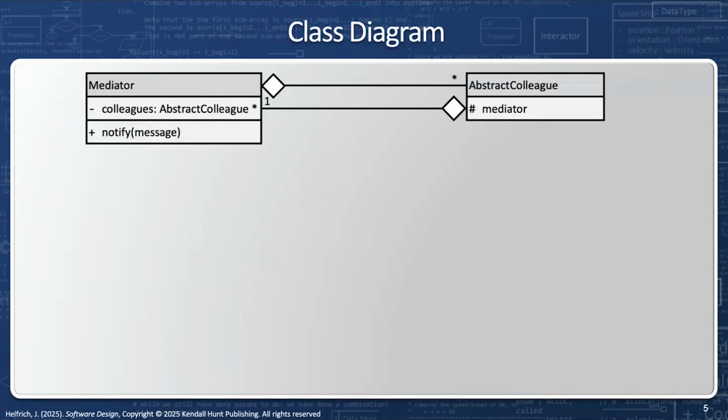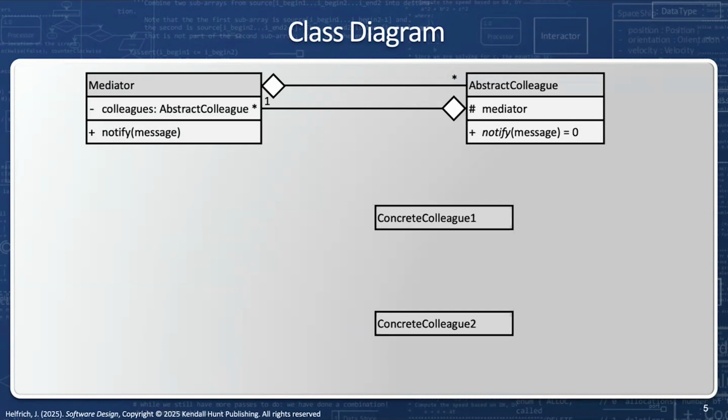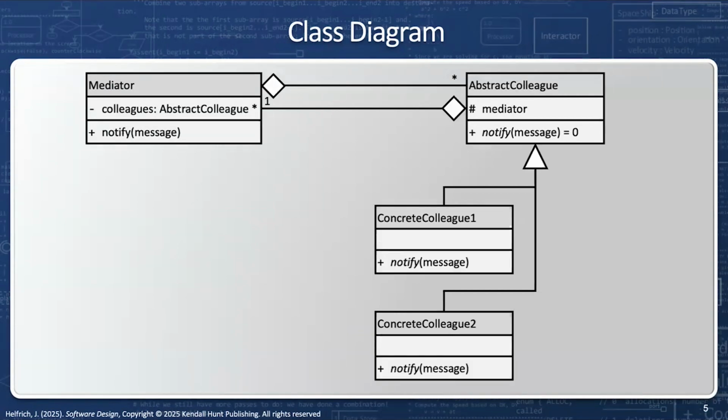If I want to send a message to the colleague, I will call mediator::notify and send a message. And this will send a message to notify of the abstract colleague. Now notice this is a pure virtual function, which makes this an abstract class, and that's why it's called an abstract colleague. Well, if I have a pure virtual function, that means I must have a concrete colleague, in this case, colleague 1 and colleague 2. And these will all be related to abstract colleague through inheritance. And each of the colleagues will implement my notify message.